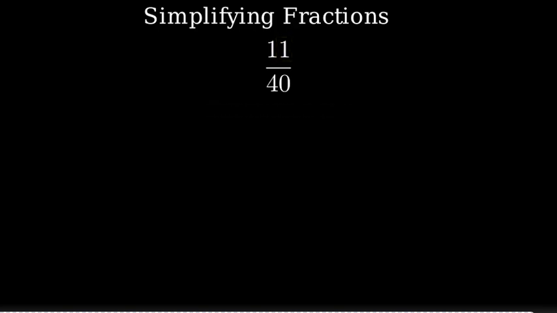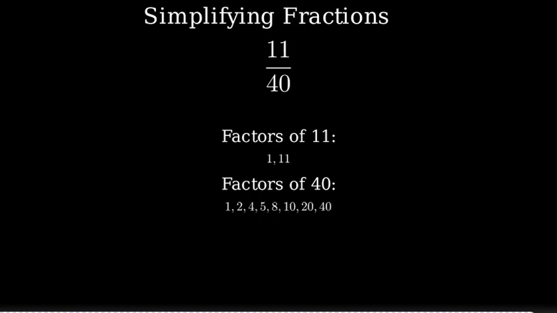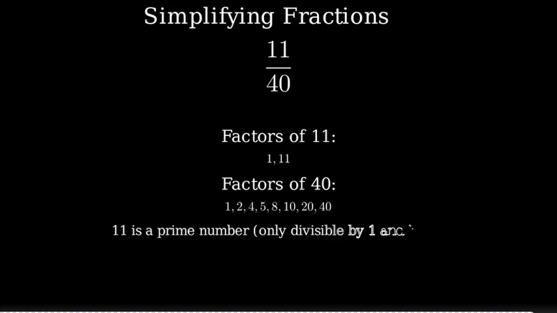The greatest common divisor is the largest number that divides both the numerator and denominator evenly. Let's find the factors of 11 and 40. The factors of 11 are 1 and 11, since 11 is a prime number. A prime number is a number greater than 1 with exactly two divisors, 1 and itself.